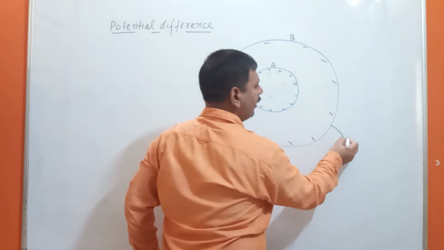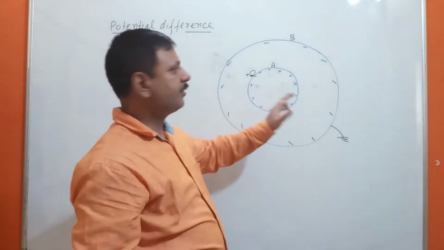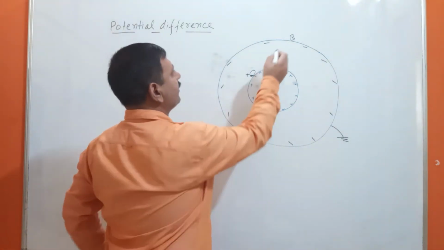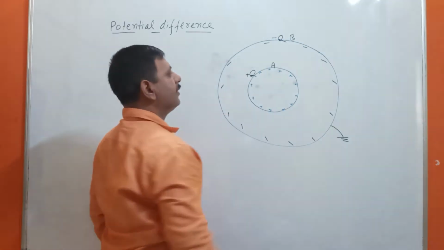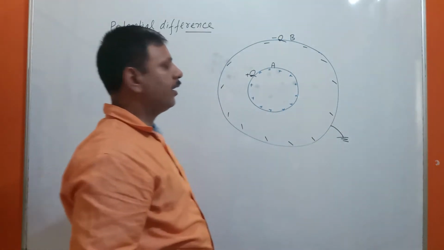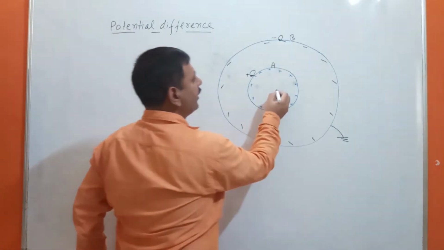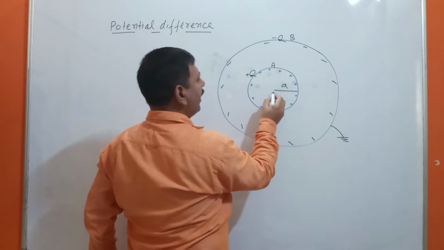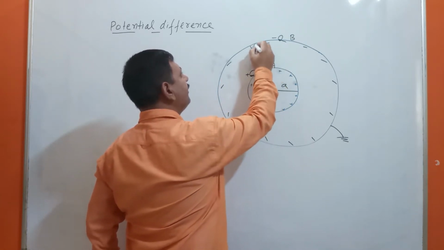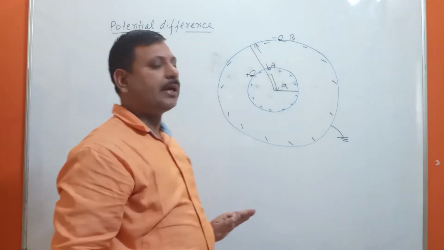When we earth this, what happens? Electrons will come to the outer surface and shell B has negative charge minus Q. This makes the spherical capacitor, with positive and negative charge. Suppose the inner radius is A, and the outer radius of the shell is B. So what will be the potential difference between A and B?